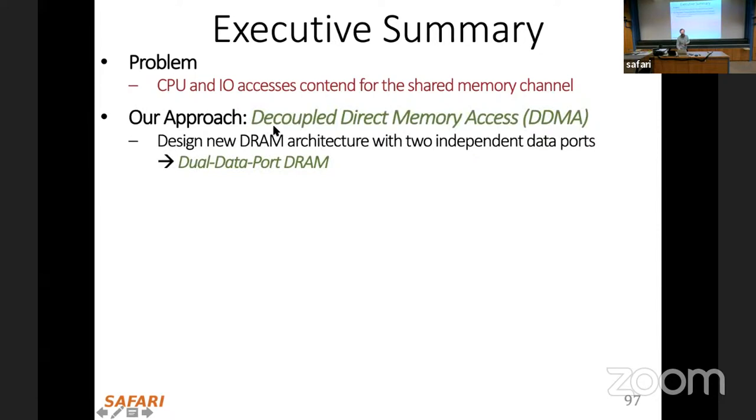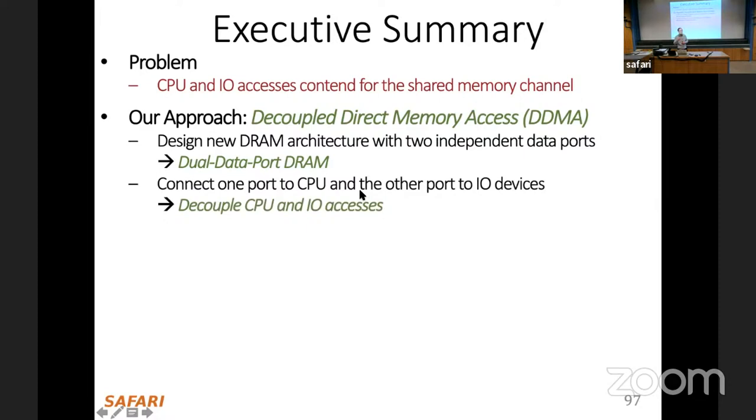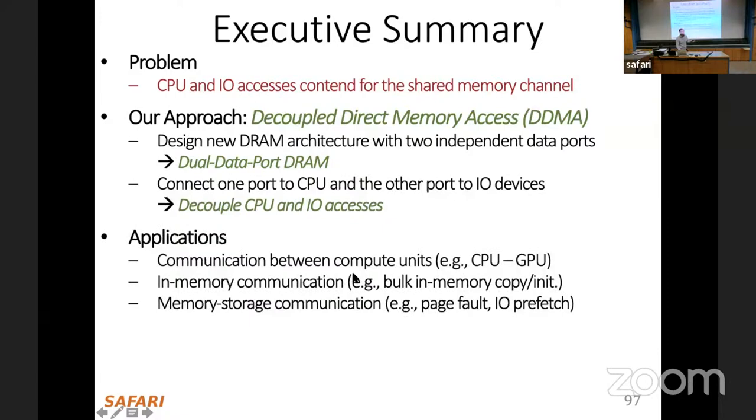It requires a new DRAM design, which actually exists. I don't know if it really is viable in the world today, but it used to exist at least. Dual data port DRAM. You can connect one port to the CPU and the other port to the I/O device. Actually, another version of this exists that's a bit more expensive. You can decouple CPU and I/O accesses, essentially. And there are many applications here. You can communicate between CPU and GPU. You can do in-memory communication, and you can do memory-storage communication, like page faults and I/O prefetching. While the CPU is accessing main memory, there's no contention caused by any of these accesses that try to load data into the main memory.